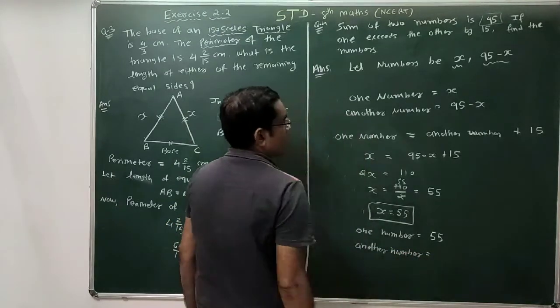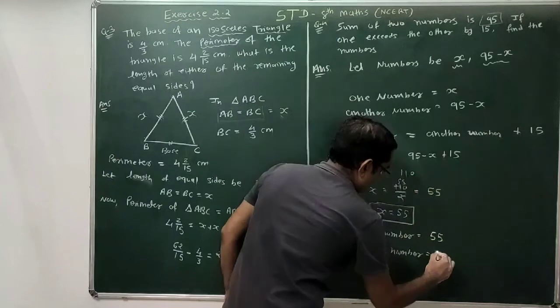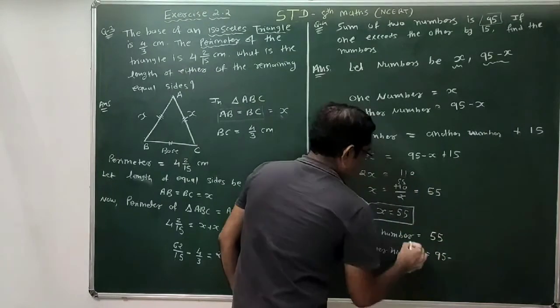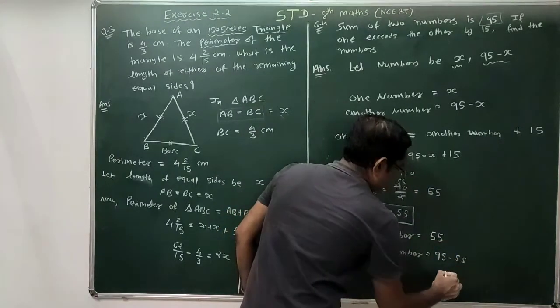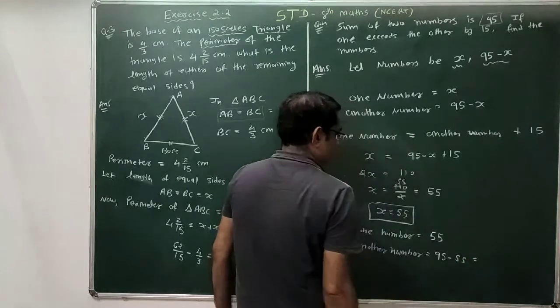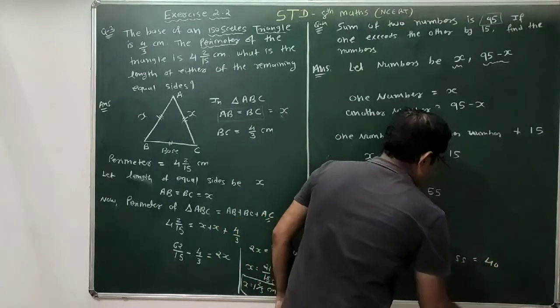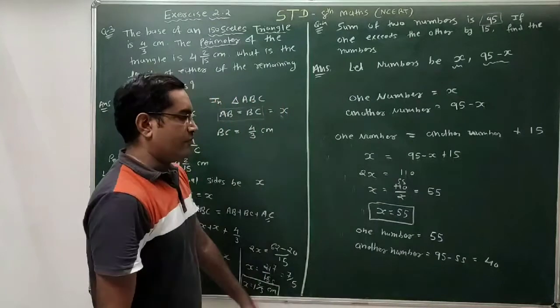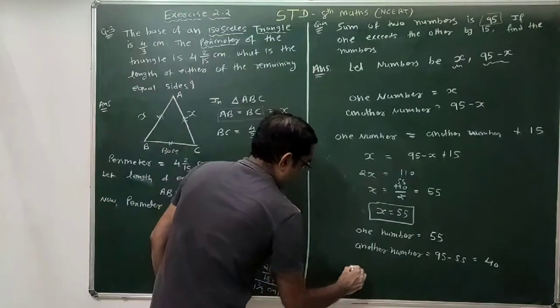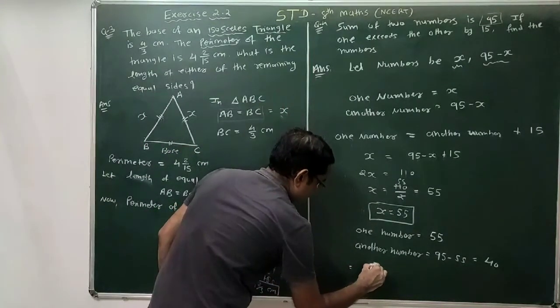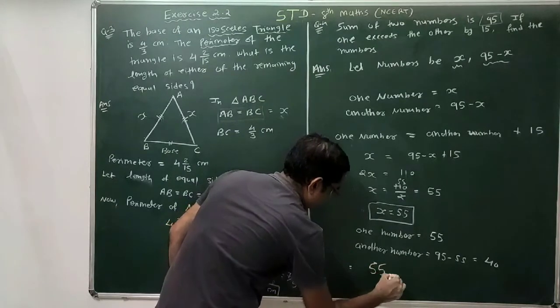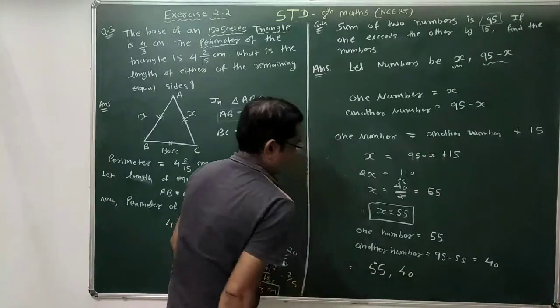And therefore another number is 95 minus x. 95 minus x is 55. What will be 95 minus 55? 40. Right? So the two numbers are 55 and 40.